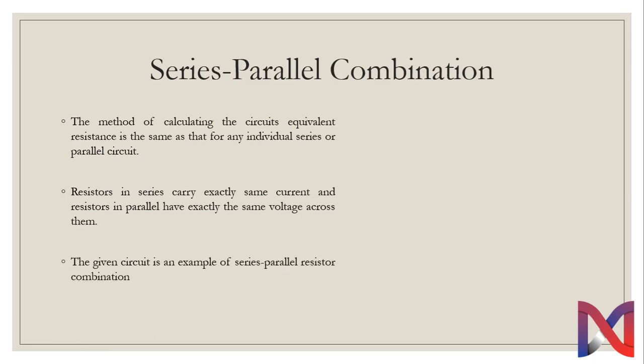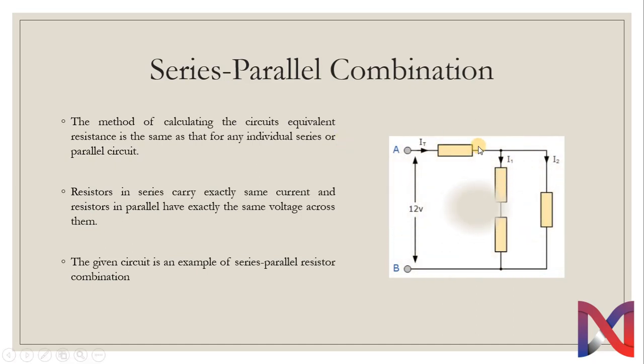The given circuit is an example of series parallel resistor combination. Let's have a look at it. It has 4 resistors connected to a 12 volt source. These 2 resistors are connected in series, which is in parallel with the last resistor. The combination of all these 3 resistors will be in series with the first resistor. Let's go and solve our example.